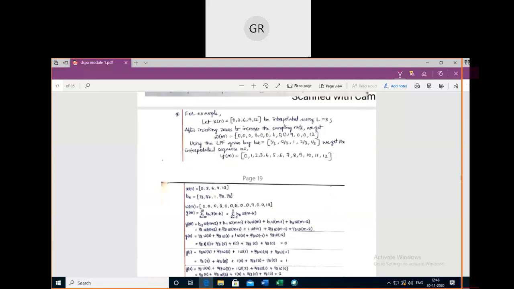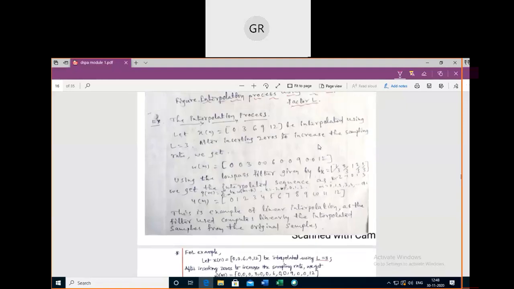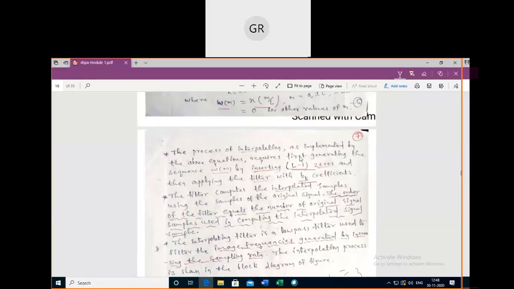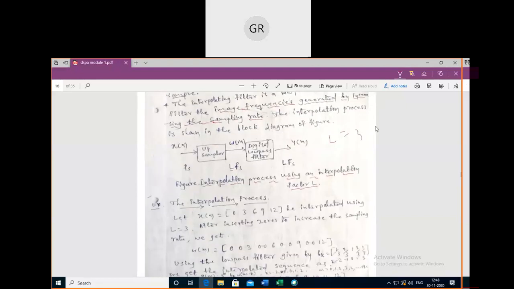We'll discuss this problem. Here we have x of n equal to 0, 3, 6, 9 and 12, to be interpolated using L equal to 3. Here L is 3, so we can insert L minus 1 zeros. What is the value of L minus 1? It's 2, right? Two zeros are inserted between the numbers.